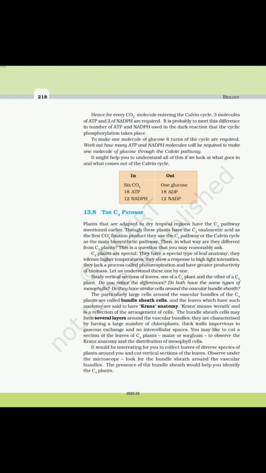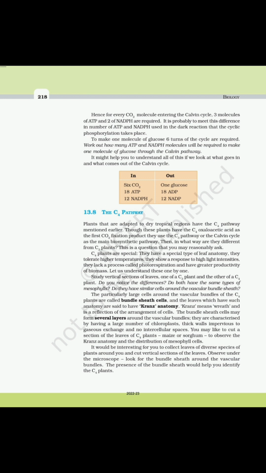C4 plants are special. They have a special type of leaf anatomy. They tolerate higher temperatures. They show a response to high light intensities. They lack a process called photorespiration and have greater productivity of biomass. Let us understand these one by one.